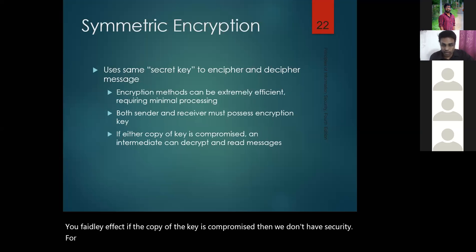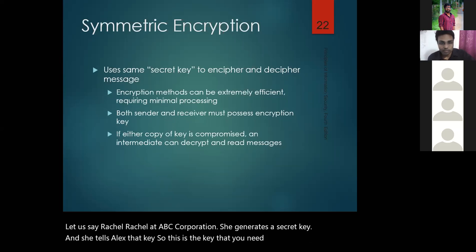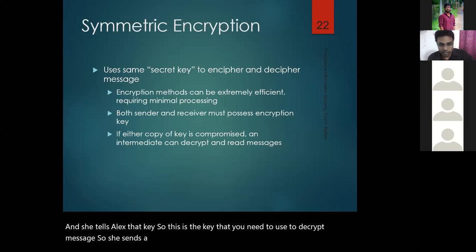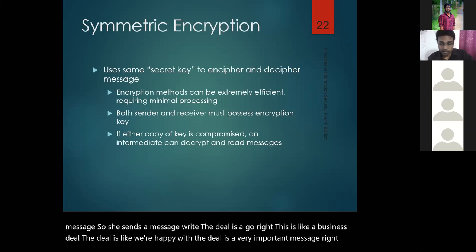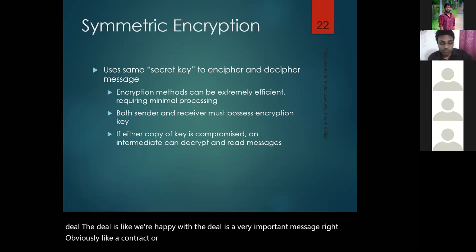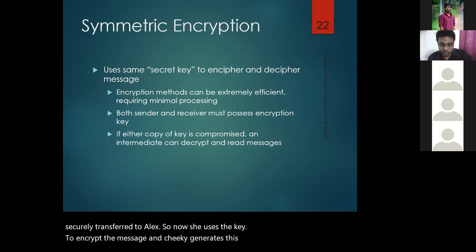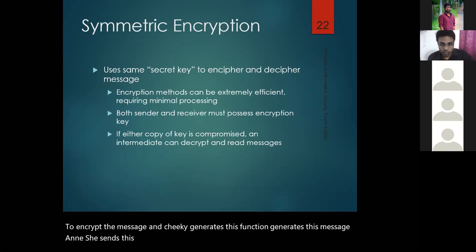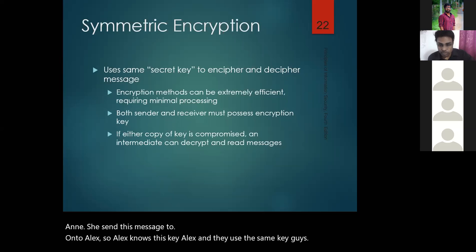Let us understand the same concept. Let us say Rachel at ABC Corporation generates a secret key, and she tells Alex that key. This is the key we need to use to decrypt my message. She sends a message: the deal is a go. This is like a business deal, a contract or a bid. It is a very important message that needs to be securely transferred to Alex. So she uses the key to encrypt the message and sends it to Alex. Alex knows this key, and they use the same key. Alex uses the key and gets the message.